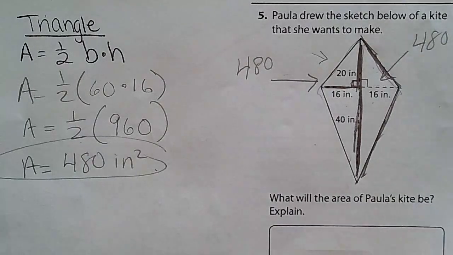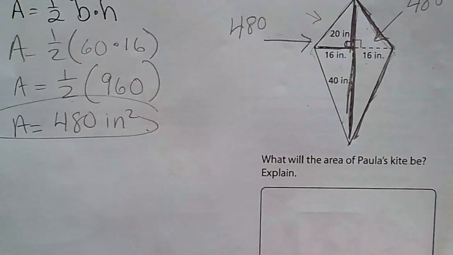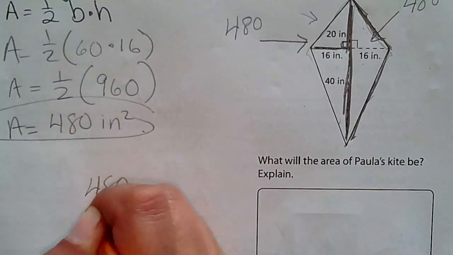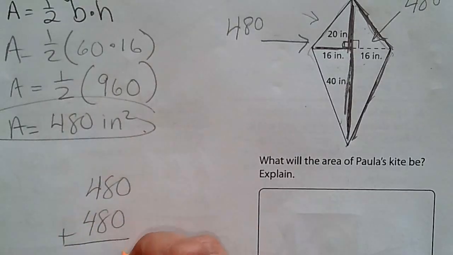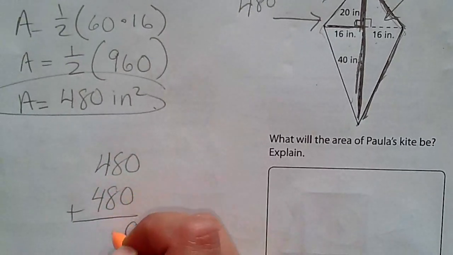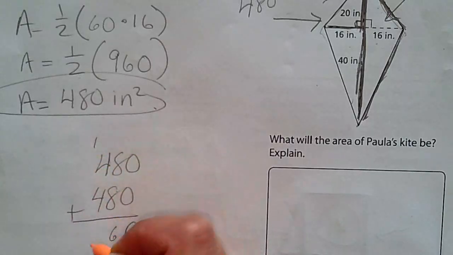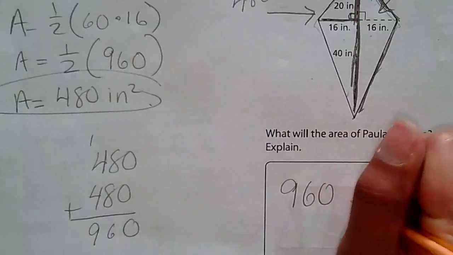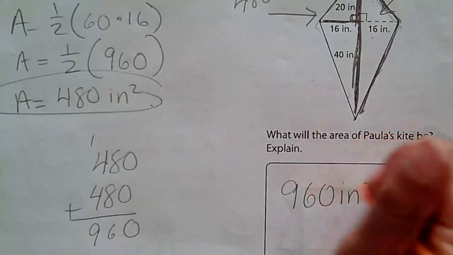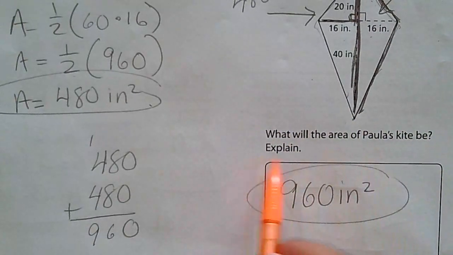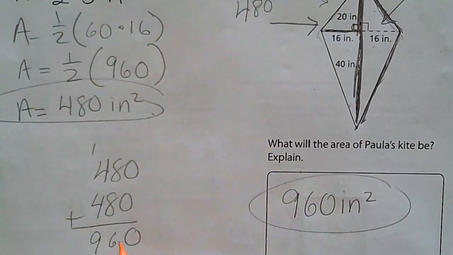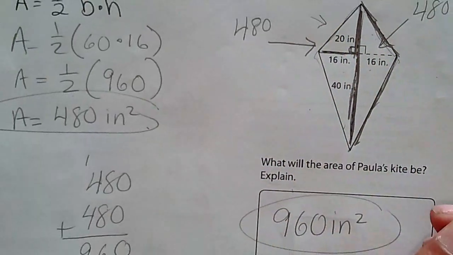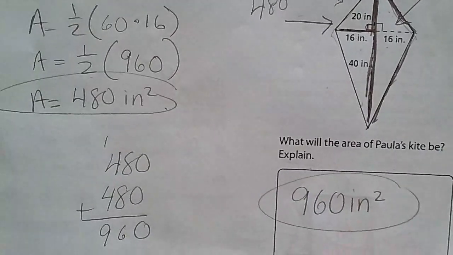So what do I have to do to find the area? Now, I have to combine them. I have to get the total amount. So I'm going to write 480 plus 480. 0 plus 0 is 0. 8 plus 8 is 16. Carry the 1. 4 plus 4 is 8, plus 1 is 9. So my answer is 960 inches squared. Your explanation, it says explanation, if you show me all your work and you're pointing, this side is this much, this side is this much, that is an explanation. Okay.